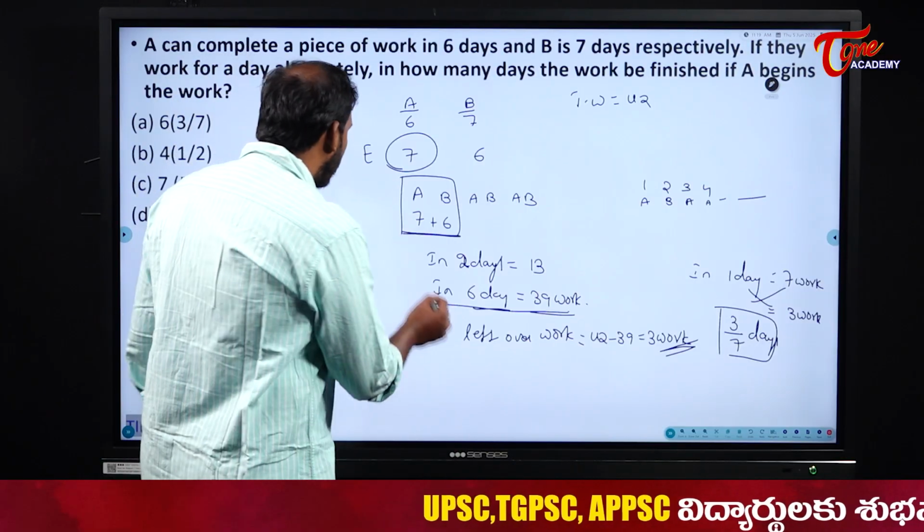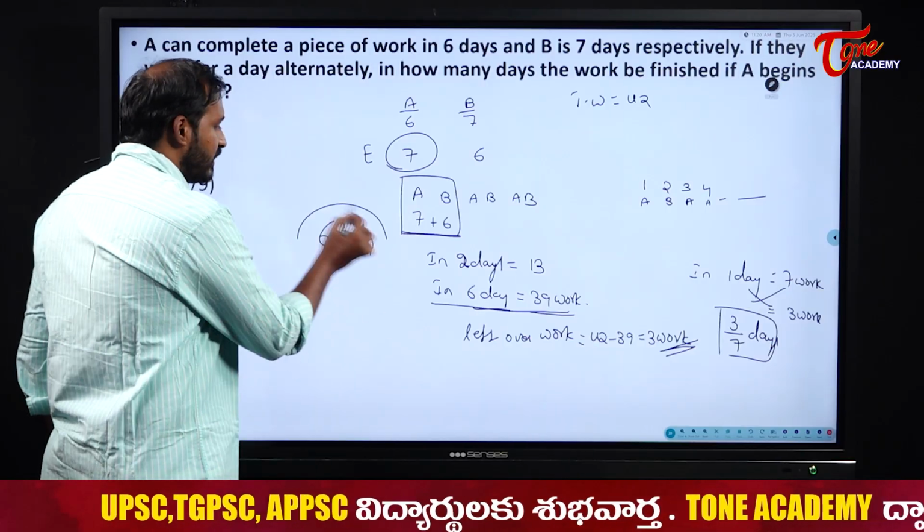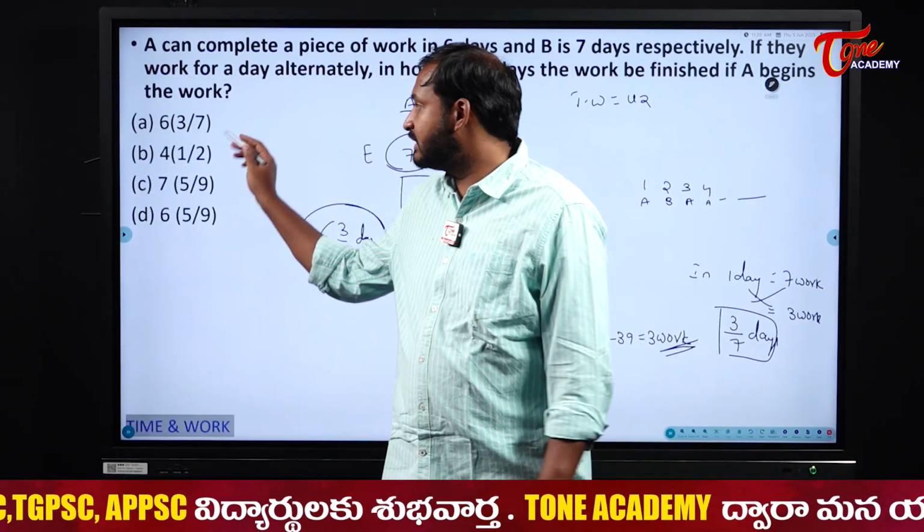So overall it will become what? 6 3 by 7 days. That means the work will be finished in how many days? 6 3 by 7 days.